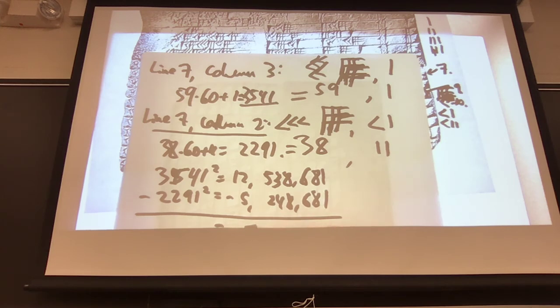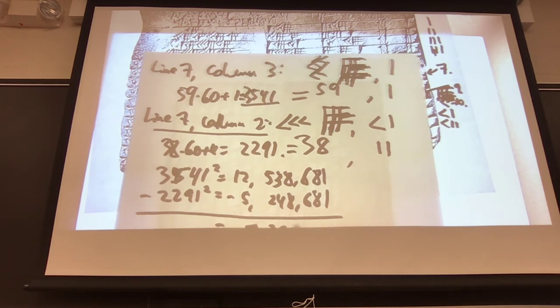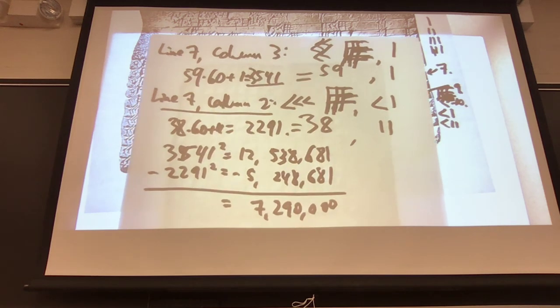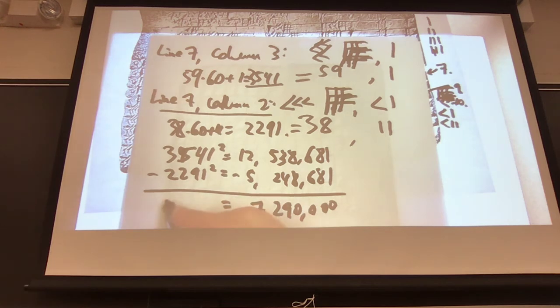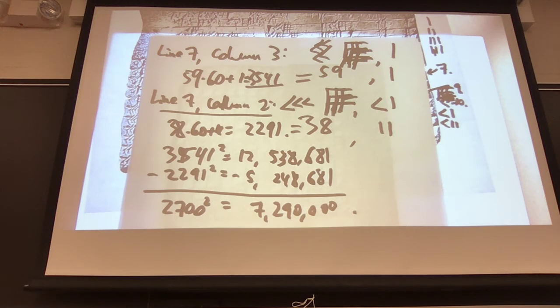And the difference of the two is 7,290,000, which is 2,700 squared. So what's all over this tablet? Pythagorean triples. Pythagorean triples, about 1,000, 1,500 years before Pythagoras.